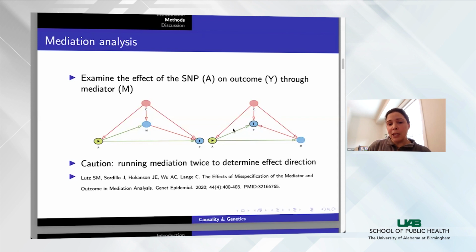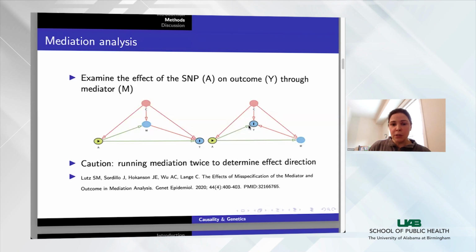So what does this mean when we have a collider? Well, what happens with a collider is if we do nothing, so we see the two arrows coming together, then that path is blocked. But if we condition on Y, then that will unblock that path and we'll now see an association. So colliders can create issues.